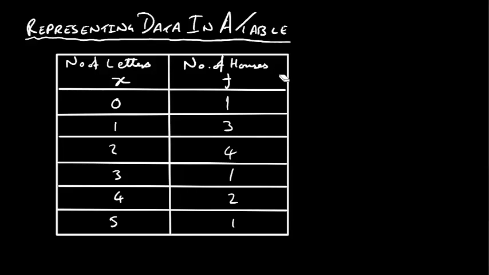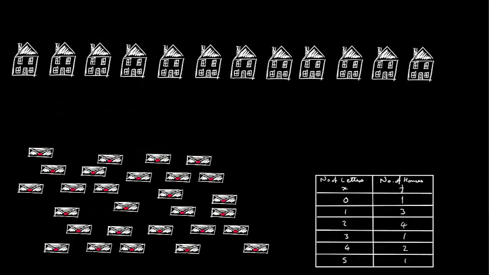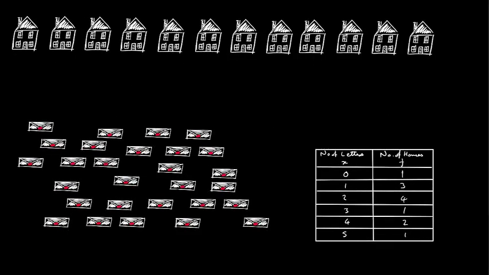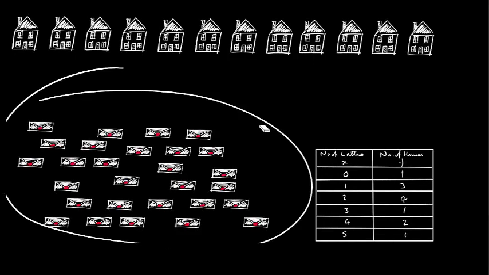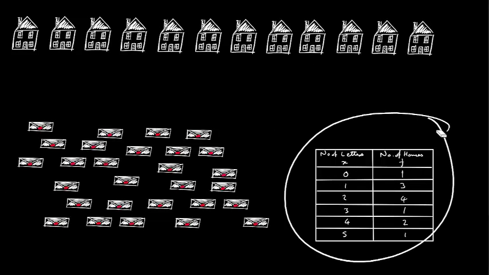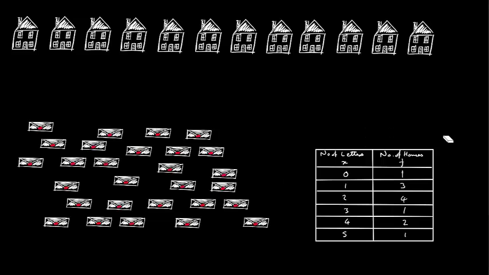How many houses have I got to deliver to in total? I can work that out now, because it's just going to be the sum of this column here. So I've got 1 plus 3 plus 4 plus 1 plus 2 plus 1. That makes 12. So the postman is going to deliver to 12 houses in total on the street. And just to visualize what's going on, I've got the 12 houses written here on the street, and I've got the bunch of letters in here. I've just written a small version of this table down here. If you can read it, fantastic. If not, don't worry, I'm going to be reading it out anyway.